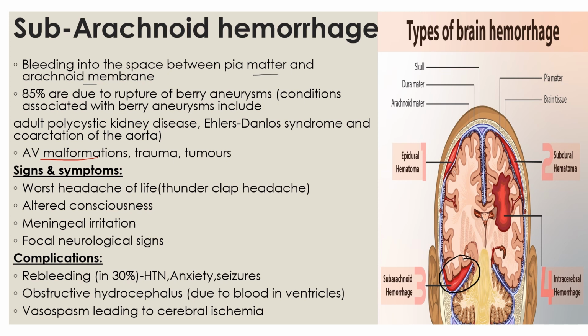The patient presents with worst headache of his life, or a thunderclap headache. He can also have altered consciousness, signs of meningeal irritation like neck pain and stiffness. There can also be positive Kernig sign and focal neurological signs, which involve the posterior communicating artery and abducens nerve.